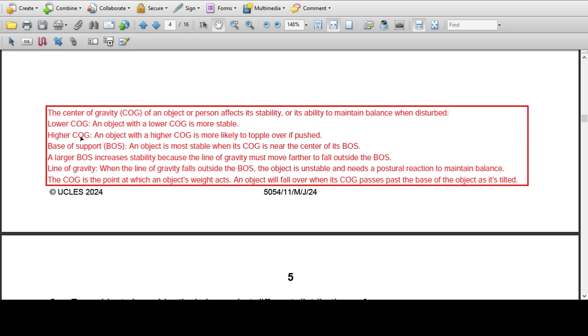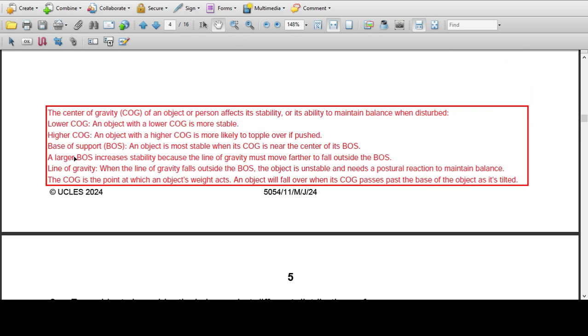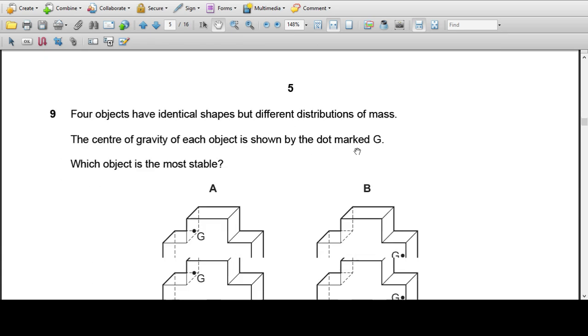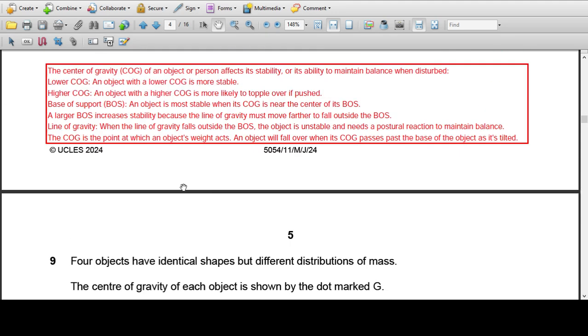Secondly, an object with a higher center of gravity is more likely to topple if it's pushed. Here most of the mass is high up, so it will topple. Next, base of support: an object is most stable when the center of gravity is near the center of its base of support. Here it is at the base of support at the bottom side, so the center of gravity at the base will make it stable. So this is the option.